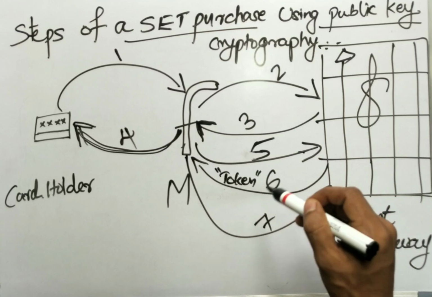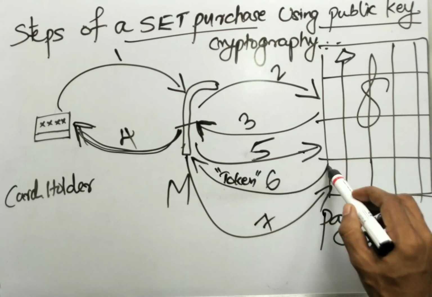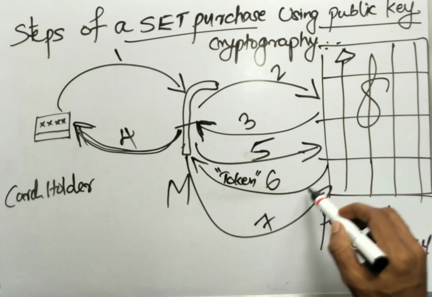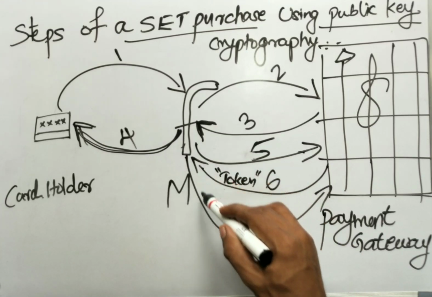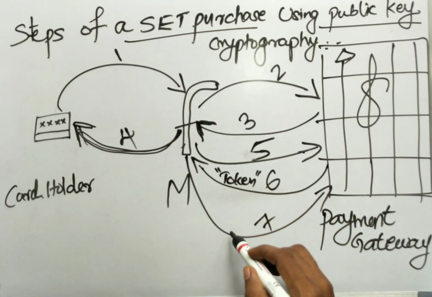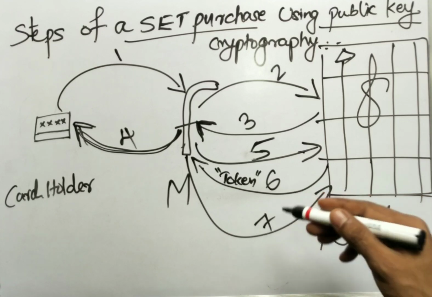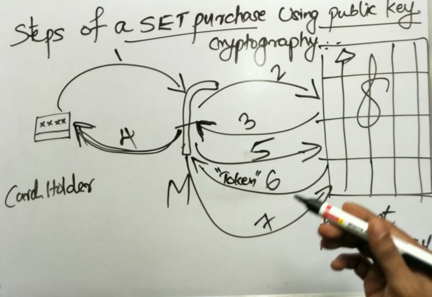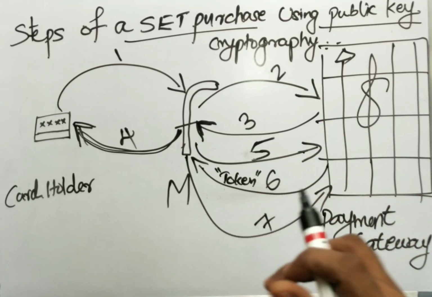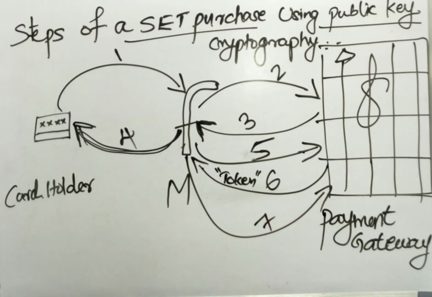This is the request for the purchase capture, and on the 6th step the token is issued to the merchant, and in the final step the merchant will submit that token. He redeems that token for transfer to his bank account. So this is the process of SCT.